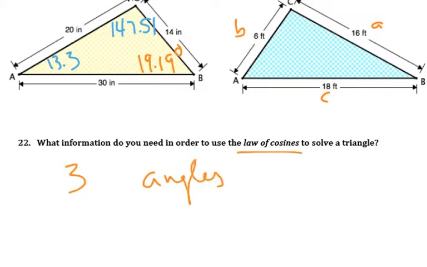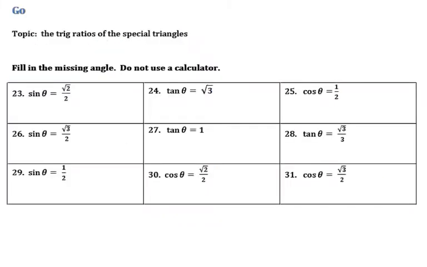So in order to use the law of cosines, you need 3 pieces of information, right? An angle and 2 sides or 3 sides. And then you can find the other information and use the law of sines.